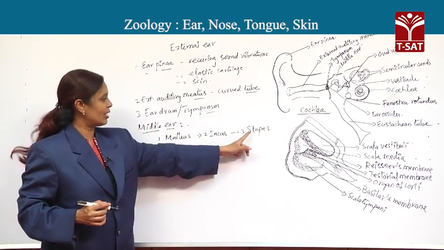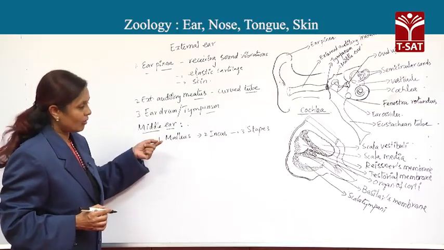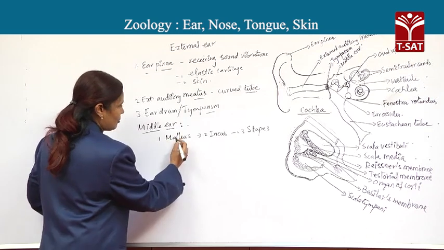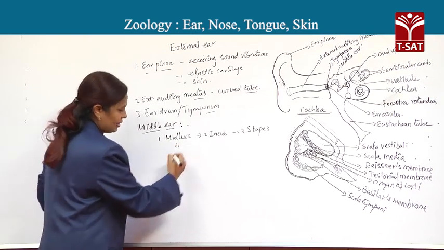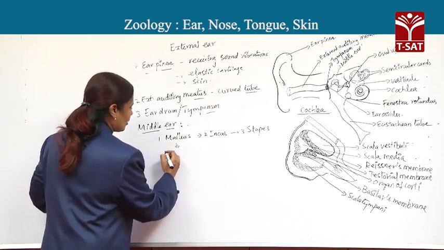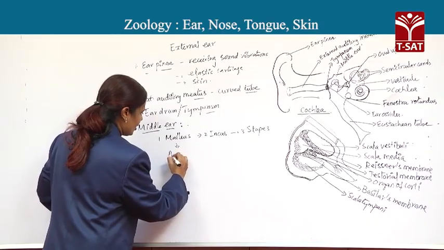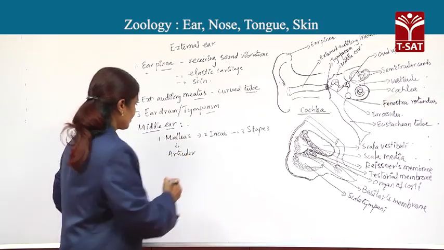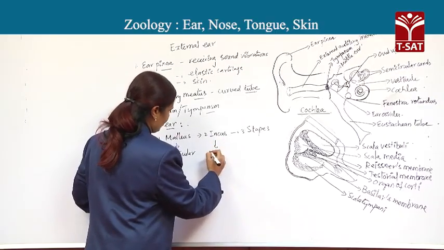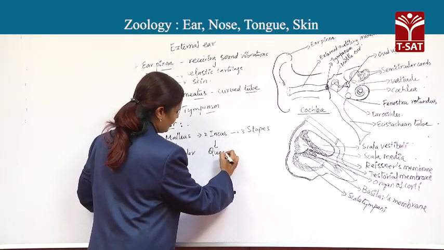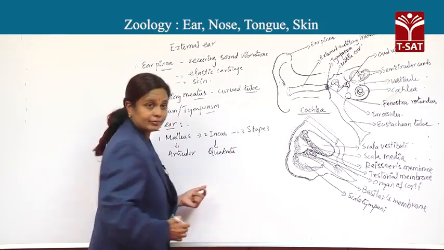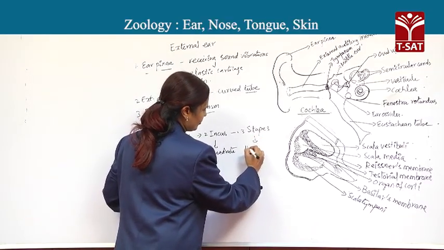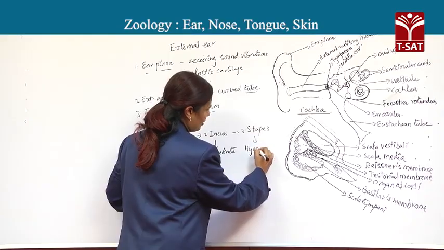Malleus, incus and stapes. These are all nothing but modified skull bones. When you talk about the embryonic origin of the malleus, it is derived from one articular cartilage, then the incus is derived from one quadrate, and the stapes is derived from a bone called hyomandibular.